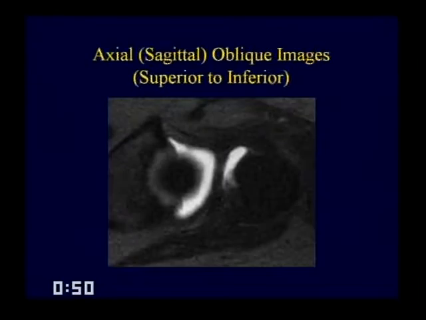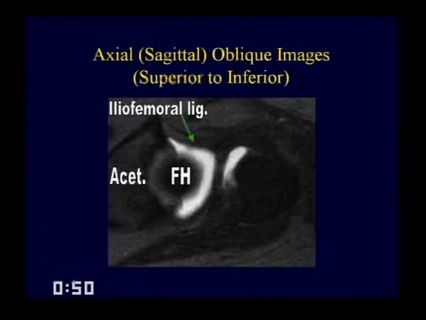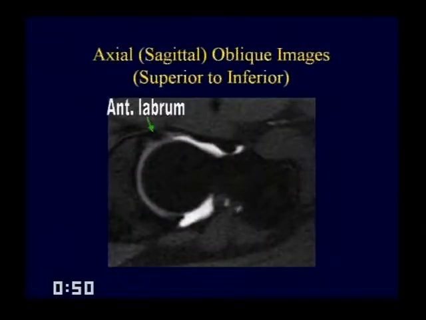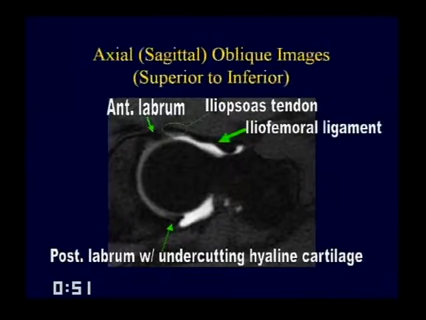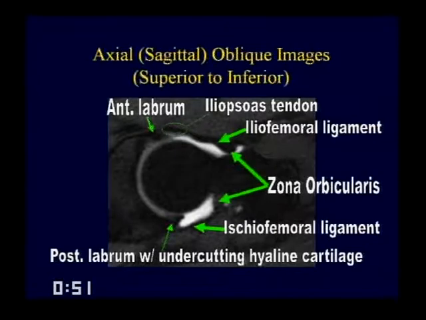So let's look at some anatomy in this axial, sagittal, oblique plane going from superior to inferior. Here's the acetabulum, there's the top of the femoral head, there's your iliofemoral ligament, and the top of your zona orbicularis right there. Moving down, there's your anterior labrum, your posterior labrum with a little hyaline cartilage undercutting it right there, your iliopsoas tendon, your iliofemoral ligament, your ischiofemoral ligament, and your zona orbicularis.